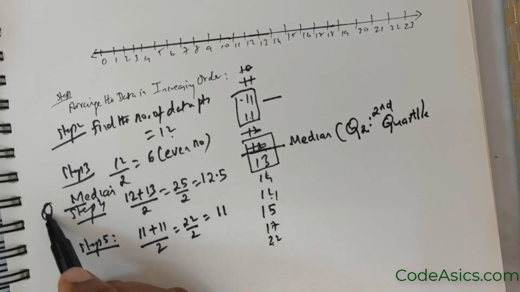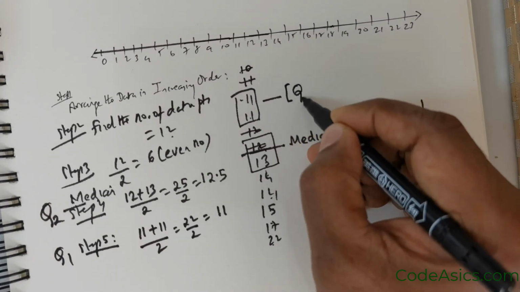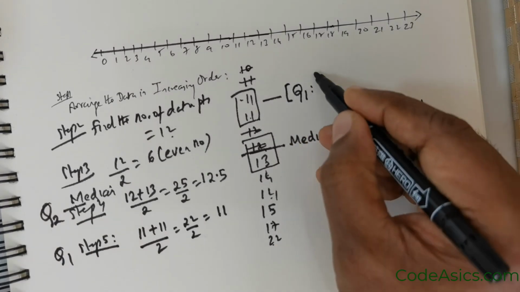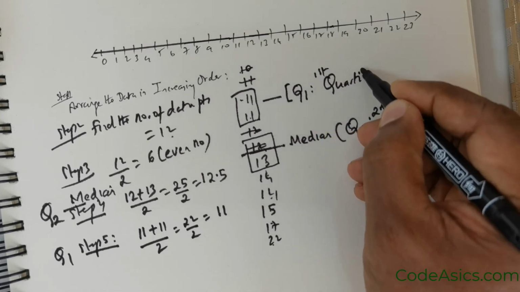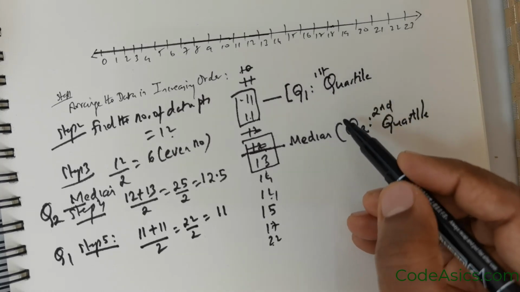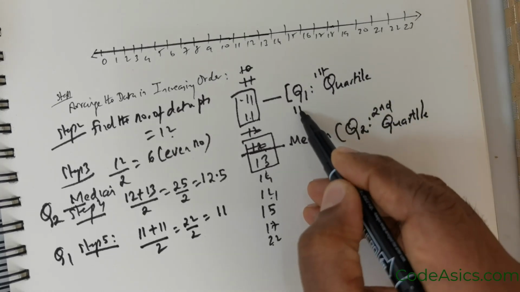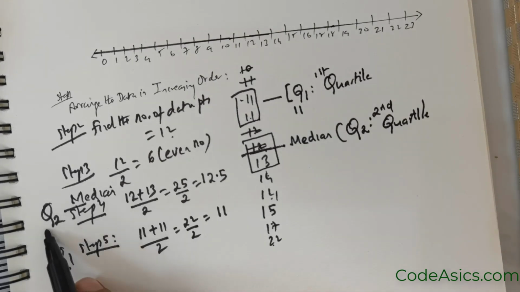Now this value is represented as Q2. So this is where we got the first quartile, Q1. So you can call it the first quartile. And what is the value that we have got? The value that we have got is 11. So I've got Q1 and I've got Q2.